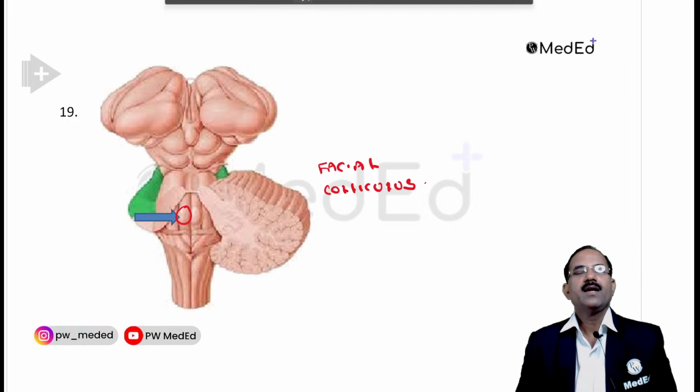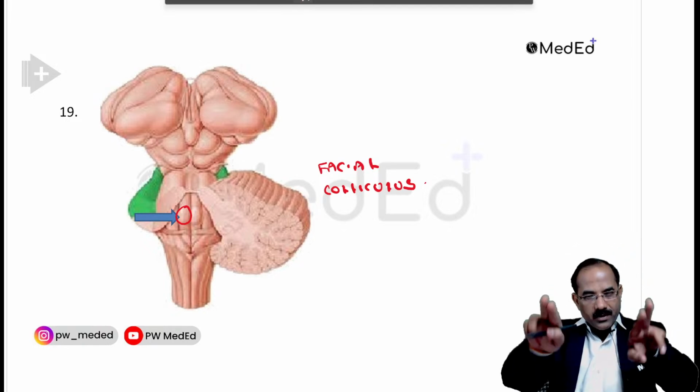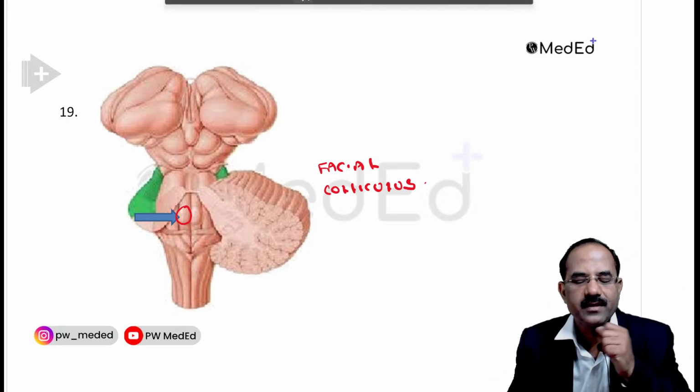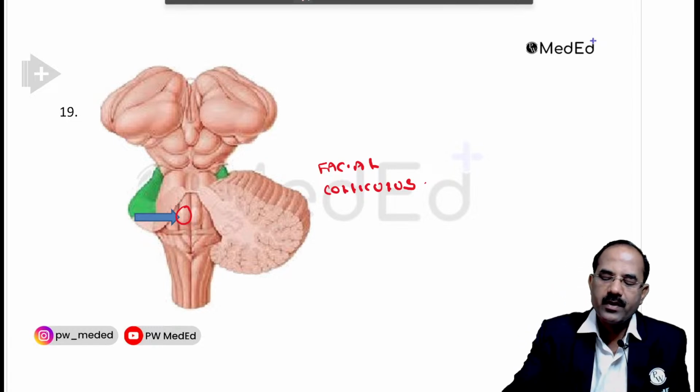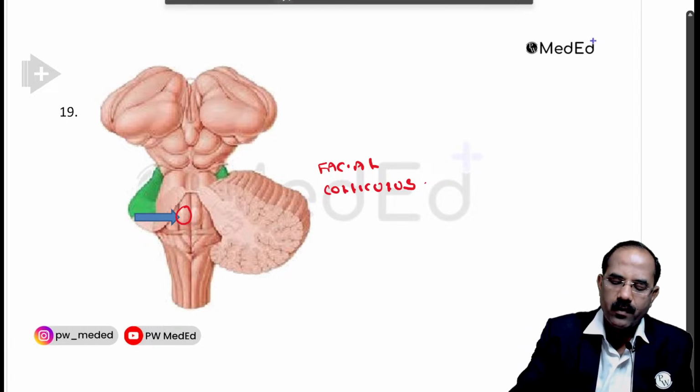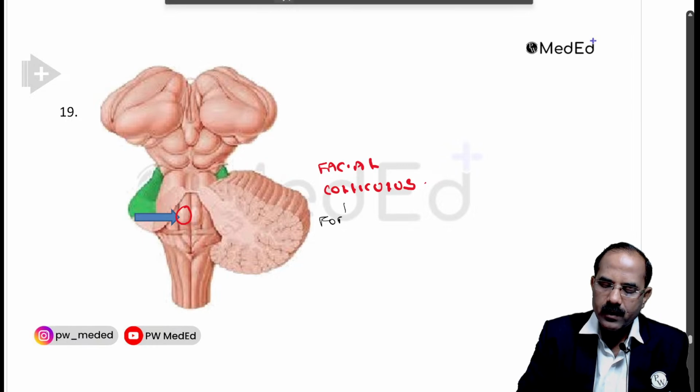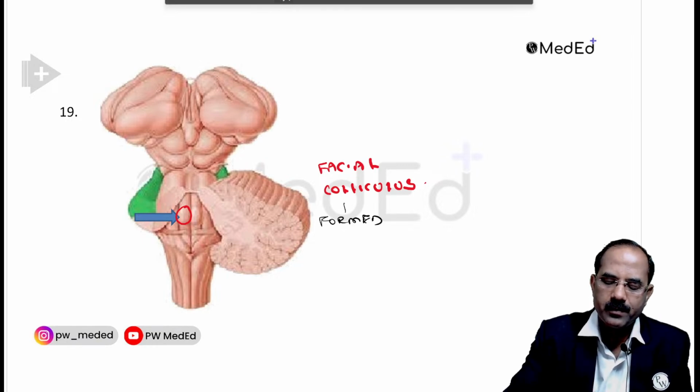Facial colliculus. And this facial colliculus is formed by the fibers of the facial nerve.